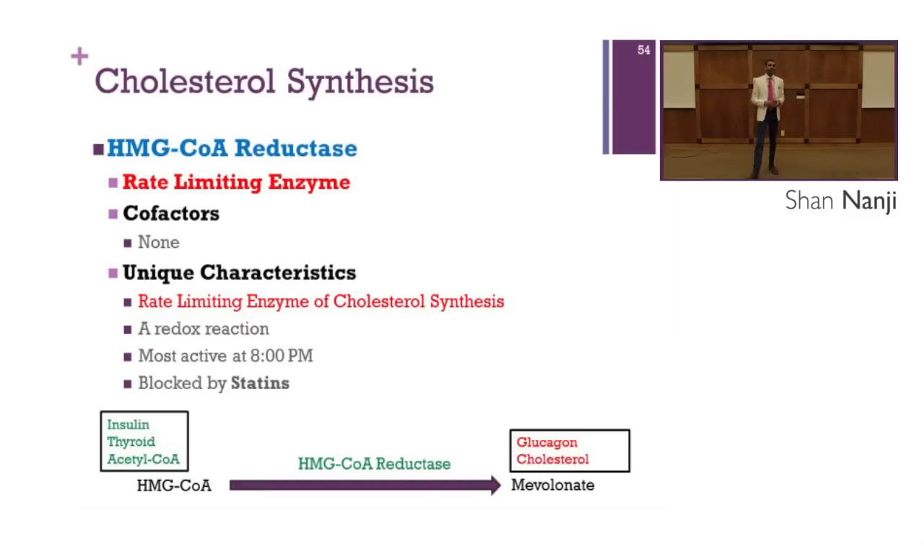HMG-CoA reductase is the rate-limiting enzyme of cholesterol synthesis. This is an anabolic pathway that's controlled by insulin and inhibited by glucagon. Thyroid, remember, is a permissive hormone that is active in the resting state and will therefore turn on cholesterol synthesis. Acetyl-CoA is the substrate used to create cholesterol, so it will activate the pathway.